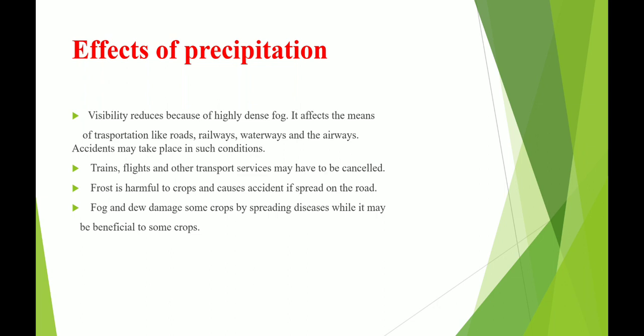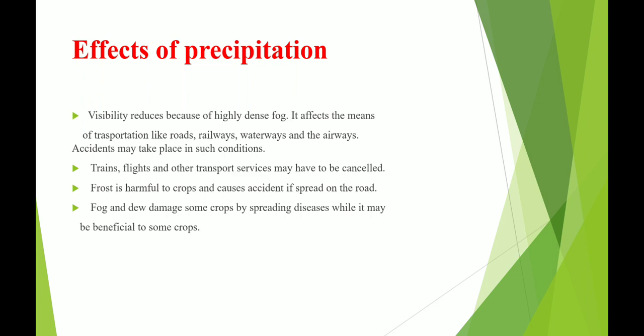Now see about fog, dew and frost. These are also forms of precipitation, and what are the effects of these? Very dense fog reduces the visibility and affects transportation like roads, railways, waterways and airways, and accidents may also take place in such conditions. Frost is harmful to crops and causes accidents if spread on the road. Fog and dew damage some crops by spreading disease, while they may be beneficial to some crops like tea plantation.